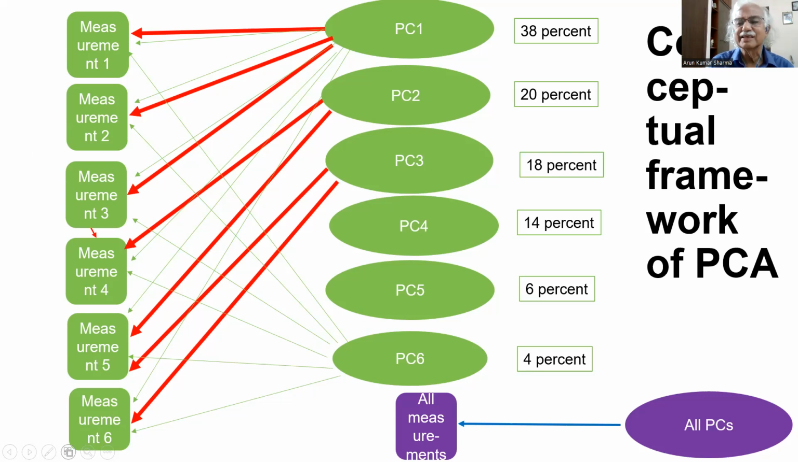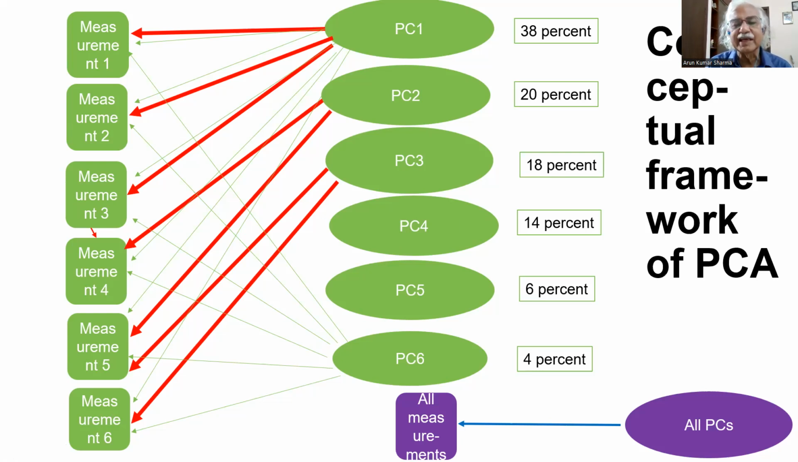But what we find interesting in this principal component analysis is that although all the factors are linear combinations of them, it is possible to derive certain principal components which explain a large part of the total variation in the data. Like PC1, let me repeat that all the PCs are linear combinations of all the items, but PC1 has been obtained in such a manner by using such a technique that it explains almost 38% of the variation of the whole data. Then comes PC2, which explains 20%. PC3 explains 18%. PC4, 14. PC5, 6. And PC6 explains only 4%.